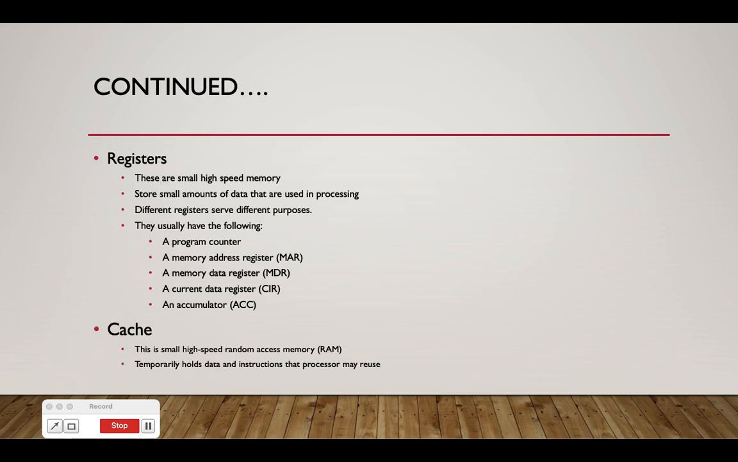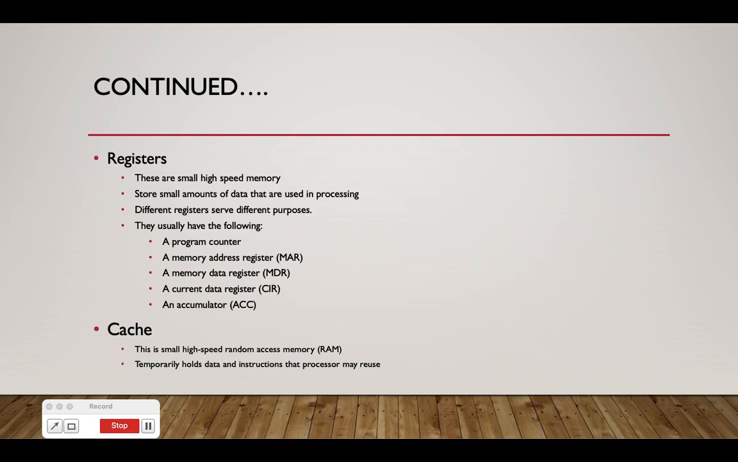The registers are small high-speed memory, and they store small amounts of data that are used in processing. The different registers serve different purposes, and each register usually has the following: a program counter, a memory address register, a memory data register, a current data register, and an accumulator.